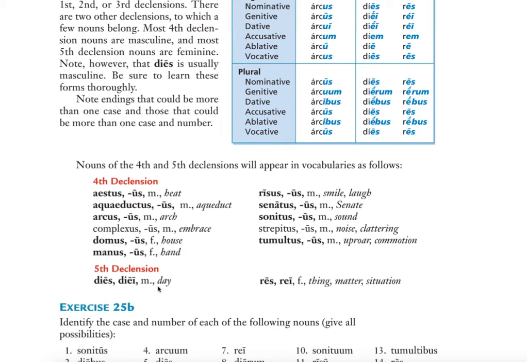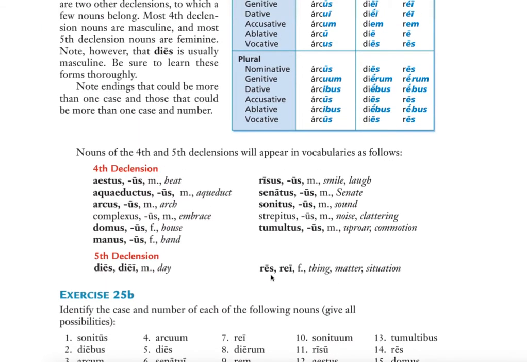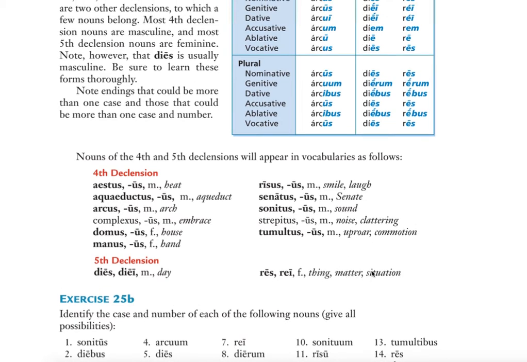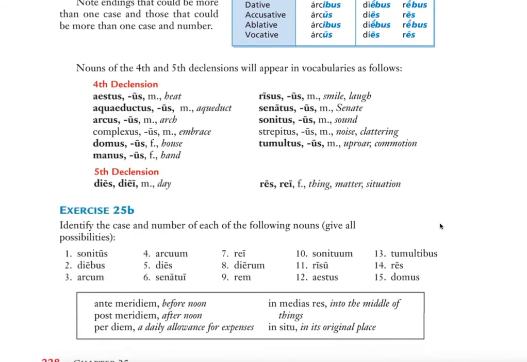The most common nouns you'll see in fifth declension are dies, which means day, and res, which is like a thing, matter, or situation. We get the word republic from the Latin term res publica, which is like the public situation for the Romans, or the public matter, or the public concern. But exercise 25B basically just asks you to identify the forms of these particular nouns. And most of them, or all of them, are given right here in this list.